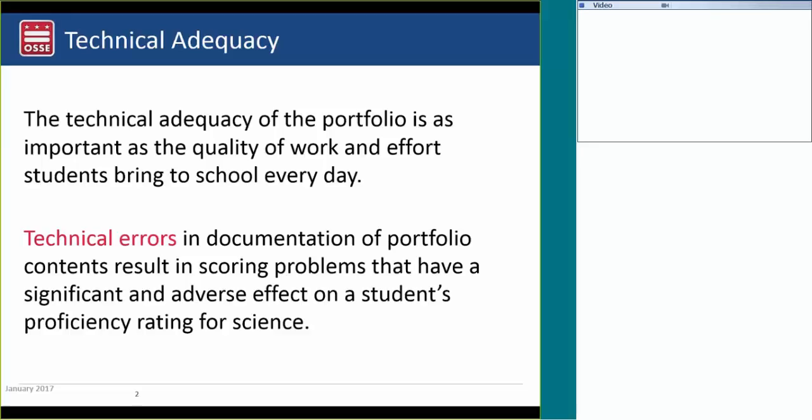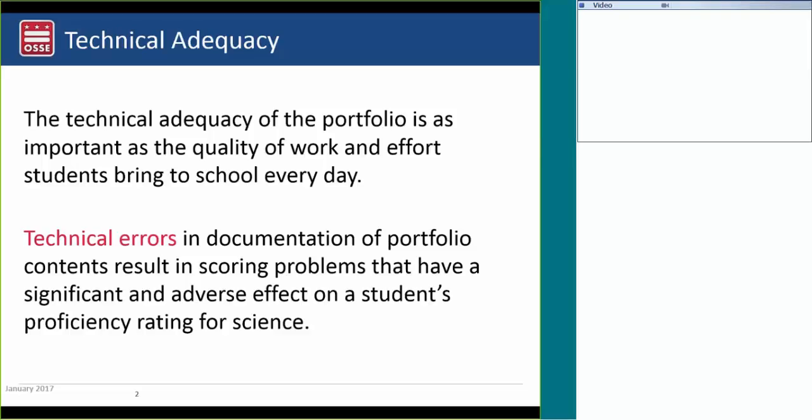The technical adequacy of the portfolio is the teacher's primary responsibility, and that's making sure that all the right forms are included in the portfolio and that complete information is included on those forms and documents, and making sure that all the strands are represented and everything else. So that's the technical part of the portfolio. The development part and the student evidence part is what your student does with you. But this is the part that's really primarily just about teachers.